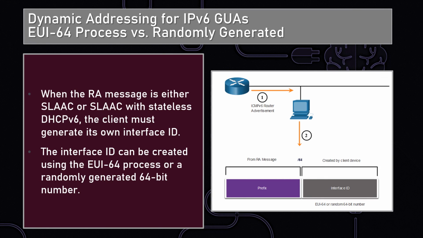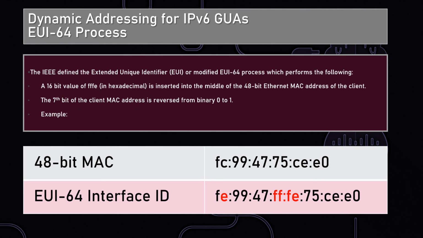Now, when the RA message is either SLAAC or SLAAC with stateless DHCPv6, the client has to generate their own interface ID. There are two ways we can do this: what's called EUI-64, or a randomly generated 64-bit number. The IEEE defines the EUI, or Extended Unique Identifier, as a process to perform the following actions. The 16-bit value of FFFE in hex is inserted into the middle of the Ethernet MAC address of the client. And then the 7th bit is reversed from 0 to 1. So the 7th bit will fall in the 2nd bit of the 1st hextet.